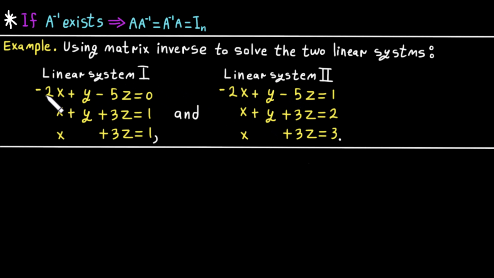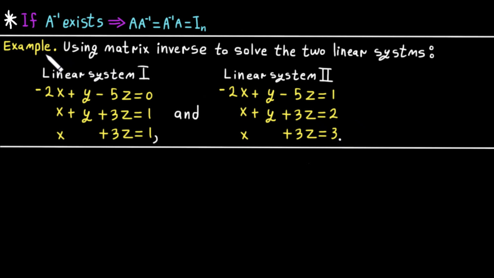You noticed here -2, 1, -5, 1, 1, 3, 1, 0, 3. Here you notice that there is nothing for y, because 0 multiplied by y equals 0, so that's why y disappears. They have the same coefficients, but the result vector is different. So let's read the question.